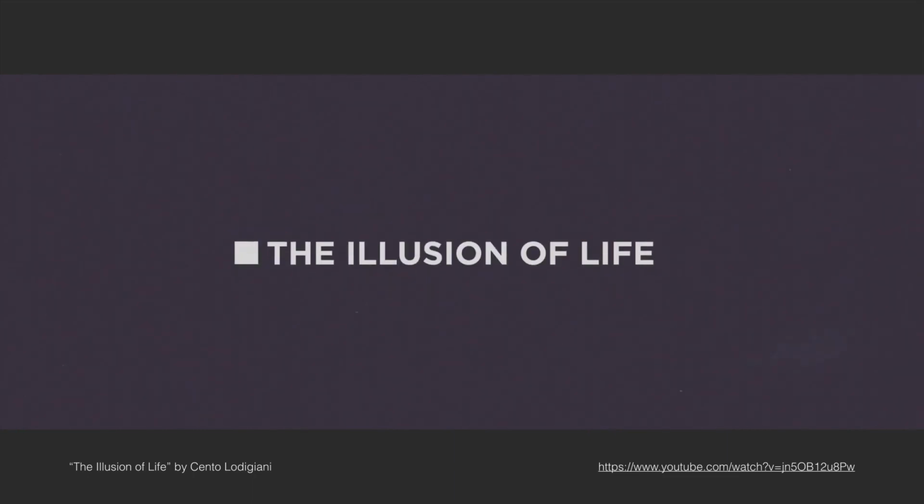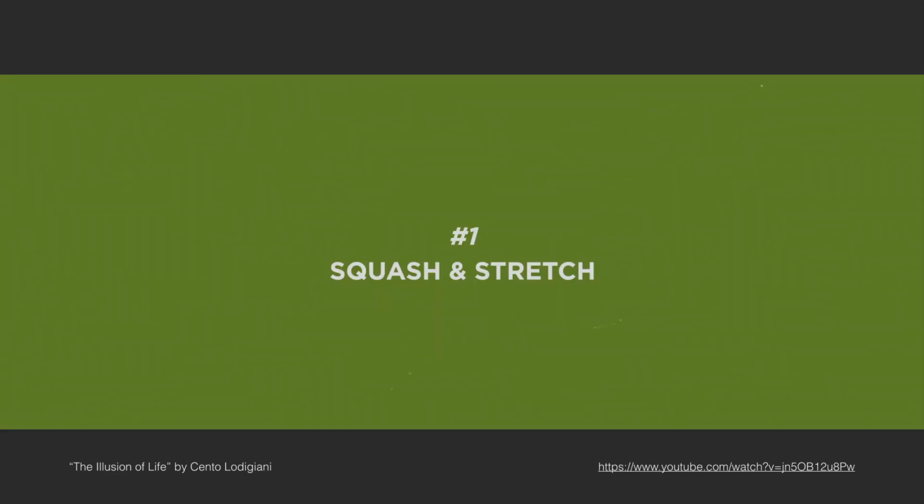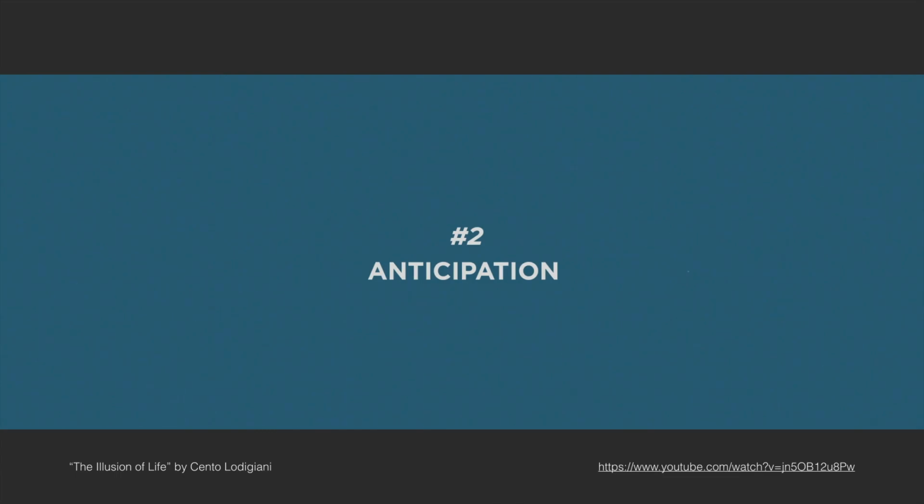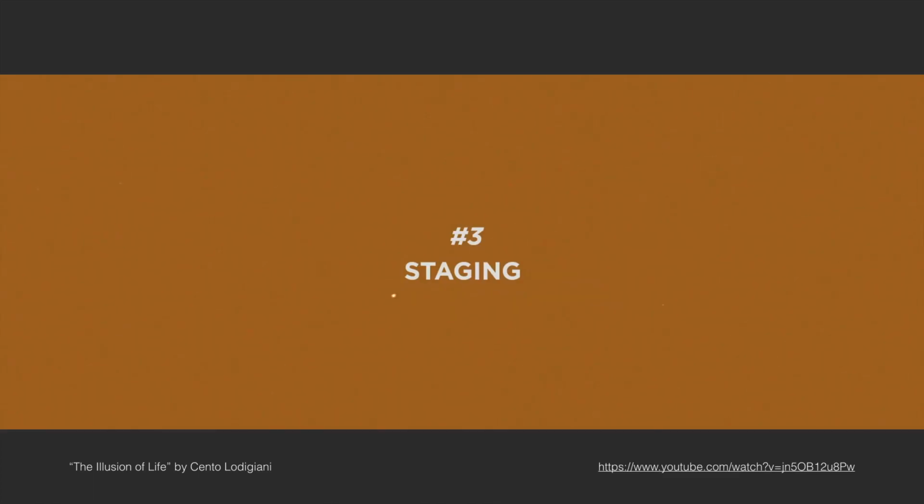The following has been paraphrased from The Illusion of Life by Frank Thomas and Ollie Johnston. Squash and stretch. This action gives the illusion of weight and volume to a character as it moves. Anticipation. Prepares the audience for a major action the character is about to perform. Each major action is preceded with specific moves that anticipate for the audience what is about to happen. Staging. It's the presentation of an idea so that it is clear.